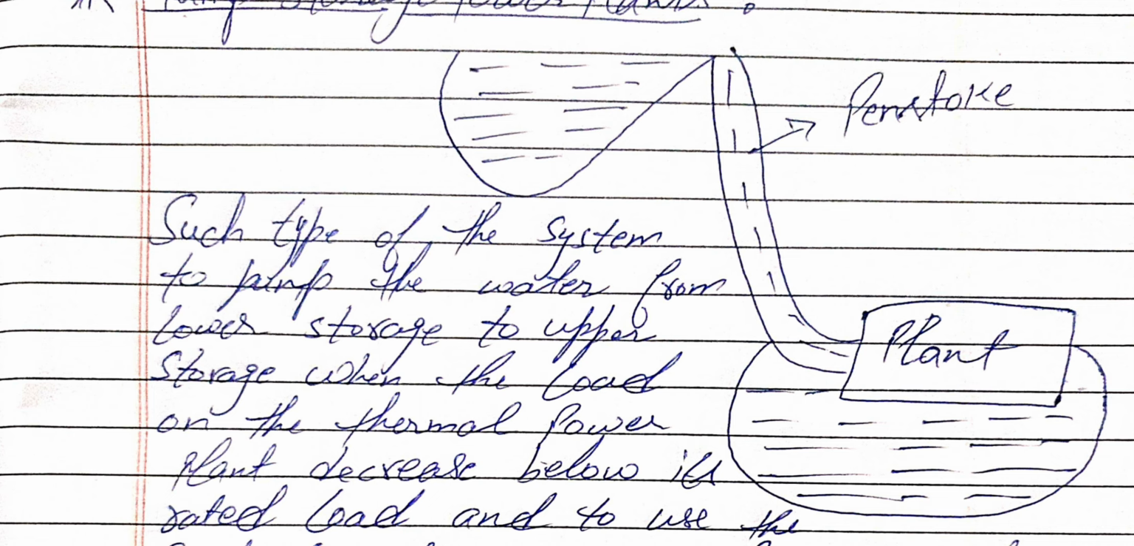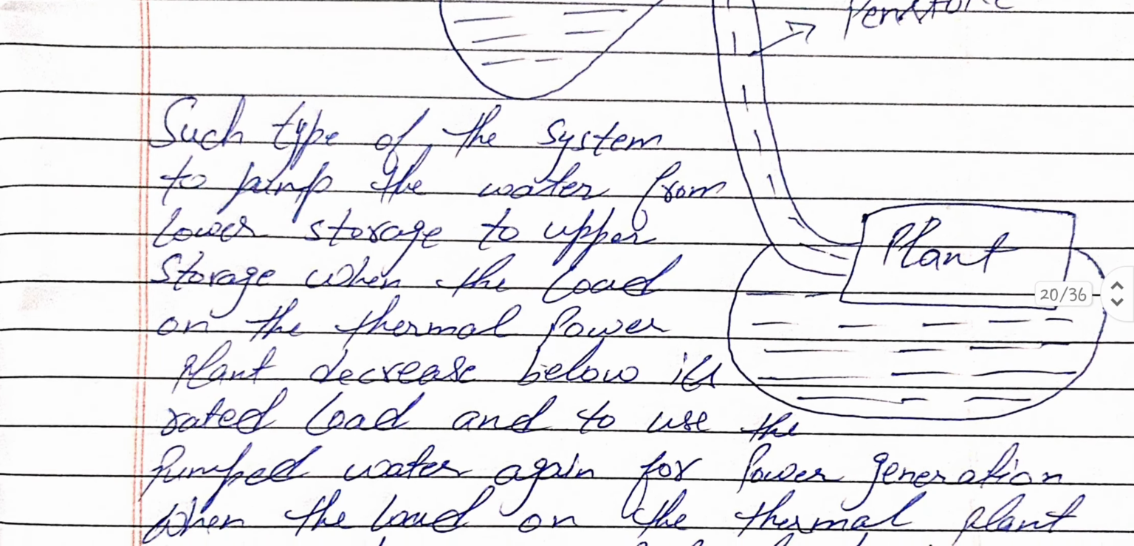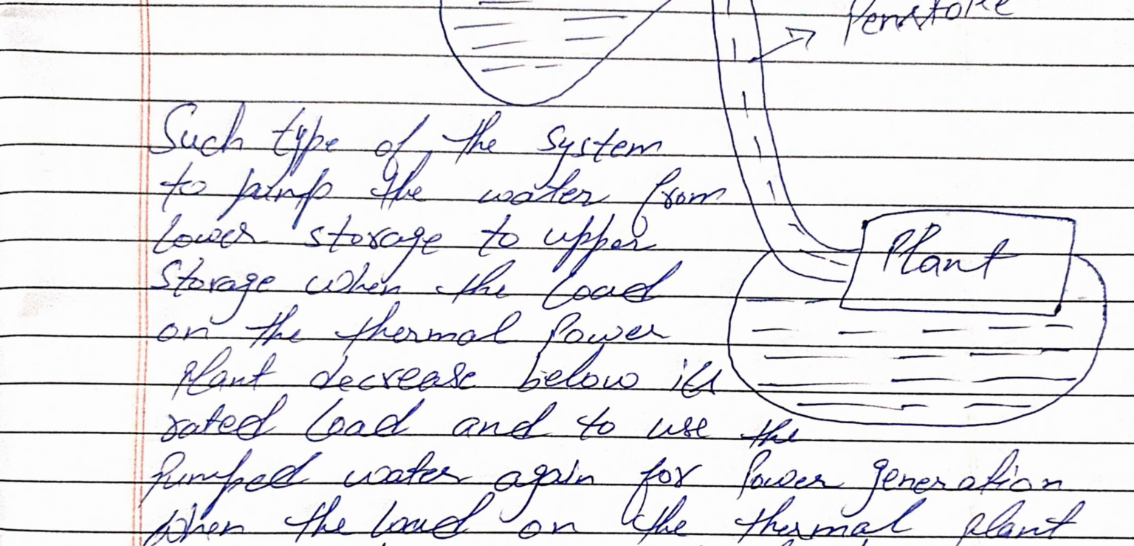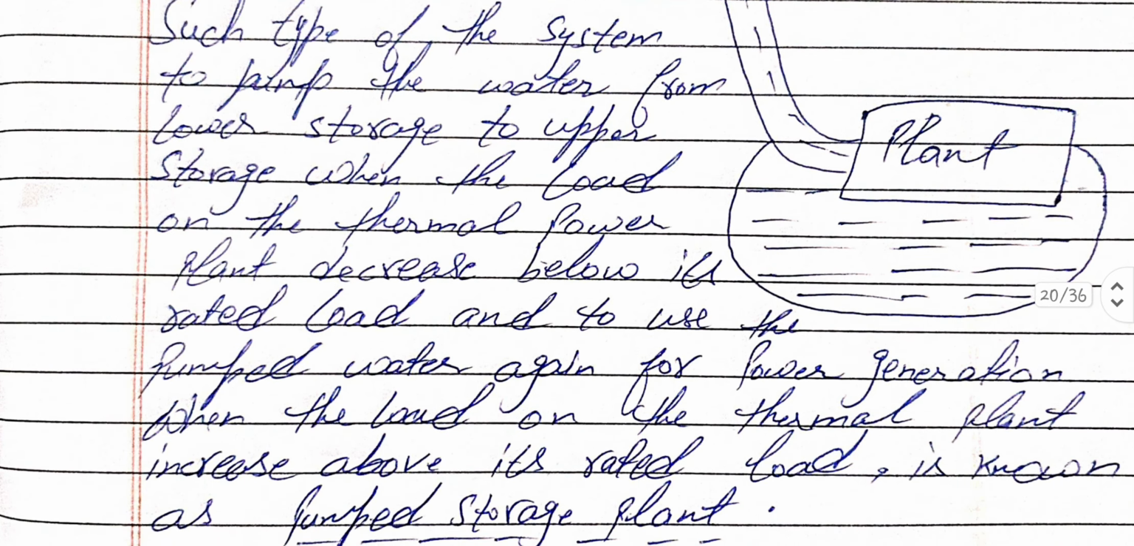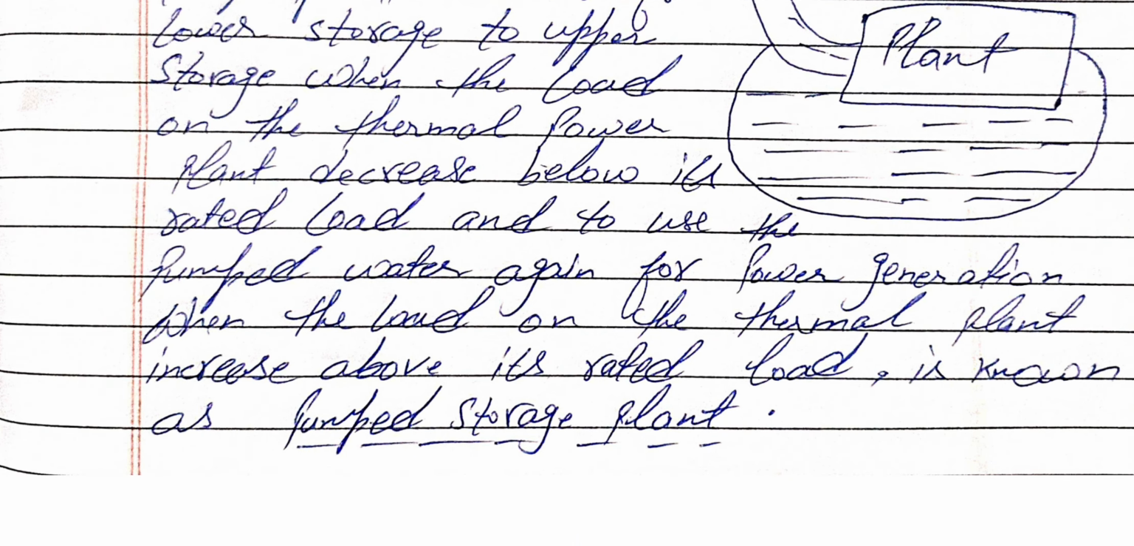Such a type of system is used to pump the water from lower storage to upper storage when the load on the thermal power plant decreases below its rated load, and to use the pumped water again for power generation when the load on the thermal plant increases above its rated load. This is known as a pump storage plant.